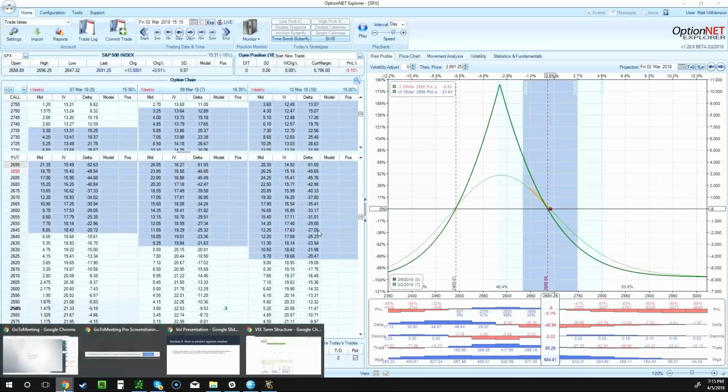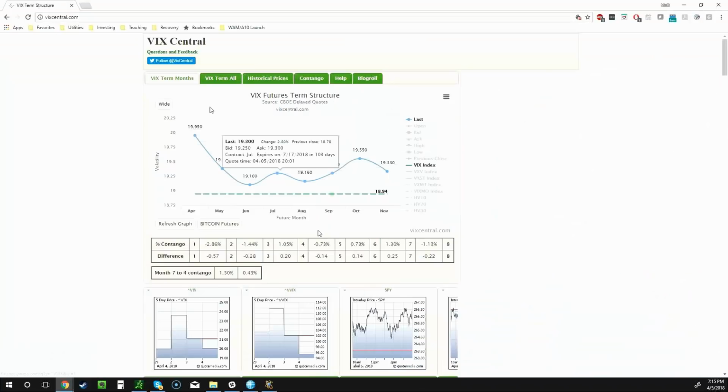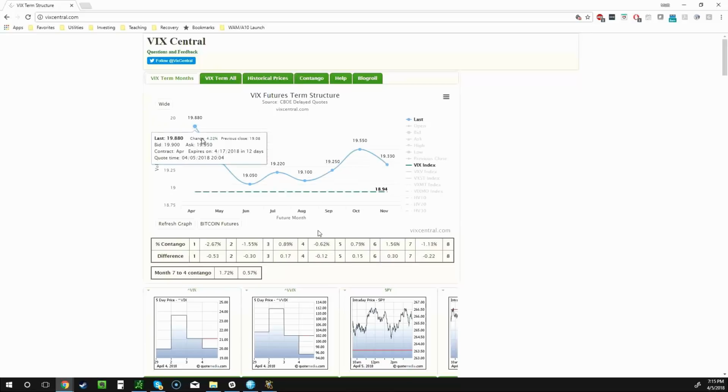Now, I guess the other side of the coin is that vol's already pretty inflated. So when you're looking at something like this, it is certainly a risk. But if we do get an event, we're already kind of inflated in the front month. I shouldn't sugarcoat it. That is absolutely a risk.